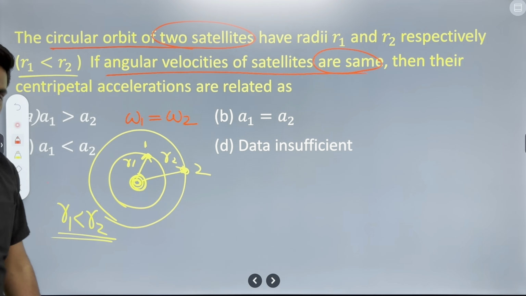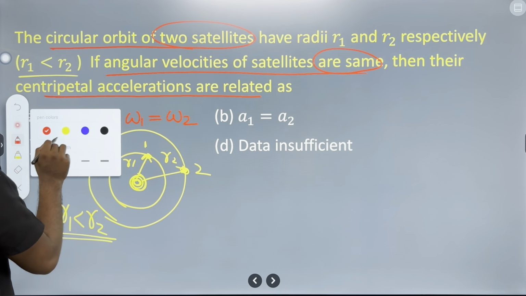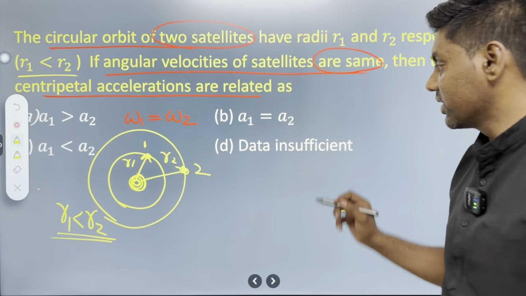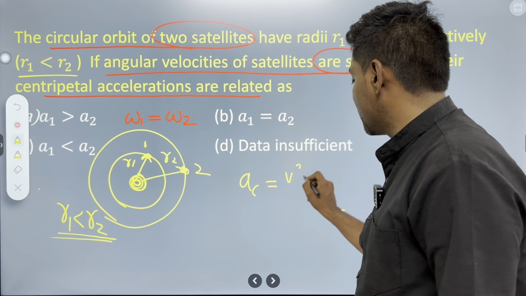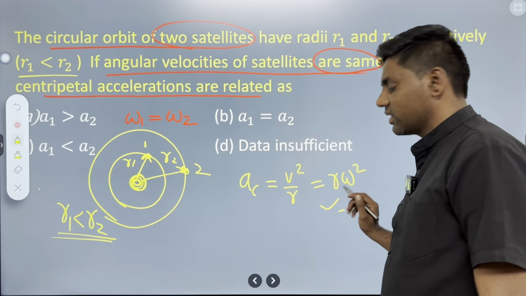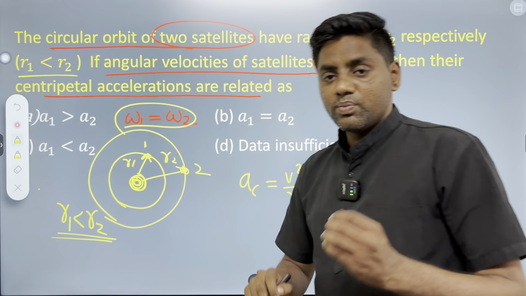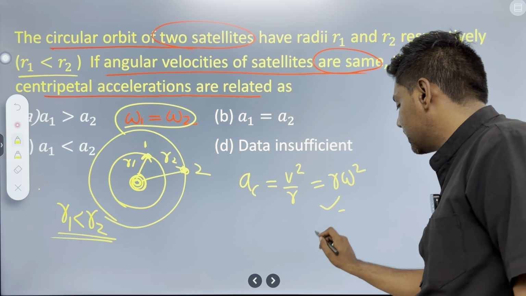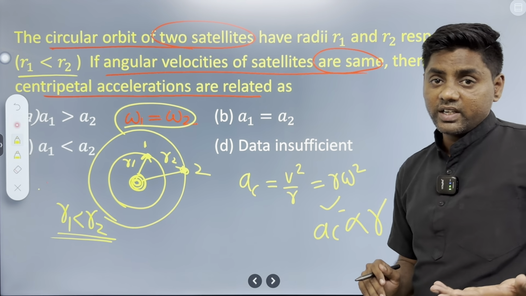the angular velocity of the second satellite, then their centripetal accelerations are related as... It is a very simple question. We should know the formula of centripetal acceleration. Remember there are two formulas of centripetal acceleration, that is v squared upon r and r omega squared. So from here we have to select this formula. Why do we have to select this formula? Because the angular speed of both satellites is given equal, so if that remains equal, definitely centripetal acceleration will depend only on the radius, that is, the orbit radius.